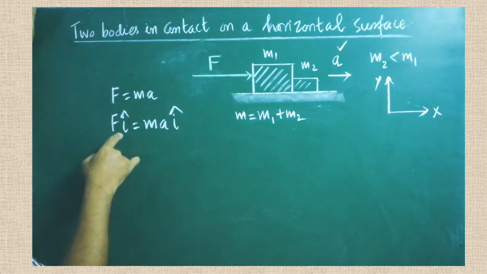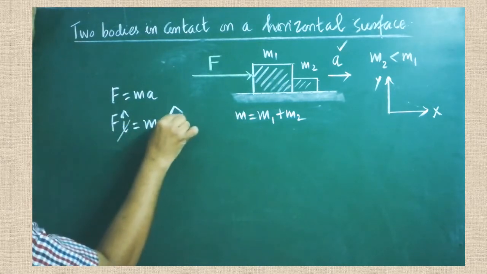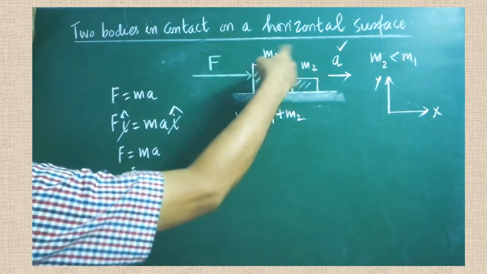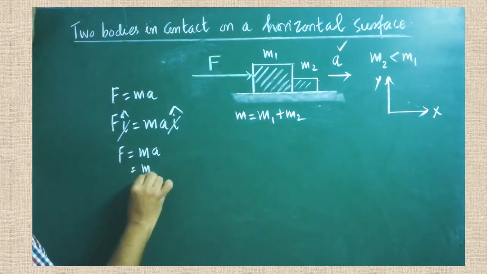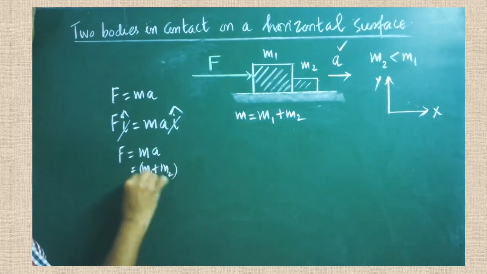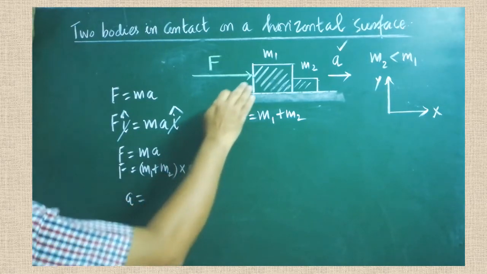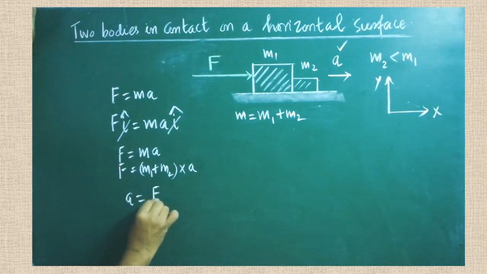Here the i cap on both sides can be removed. We have to see the components of the unit vector i cap. This is the component of i cap, and this is the component of i cap. Both i cap can be removed. So finally you are getting m into a. Are you clear? So what will be the total combined acceleration of both? For that we substitute the mass m1 plus m2 into a, which is equal to F. Therefore, what is the acceleration of the system? The acceleration can be written as a equals F divided by m1 plus m2.